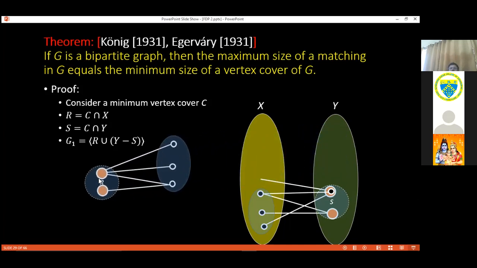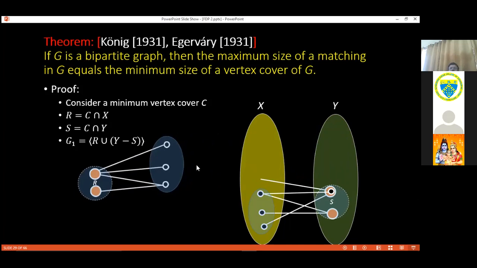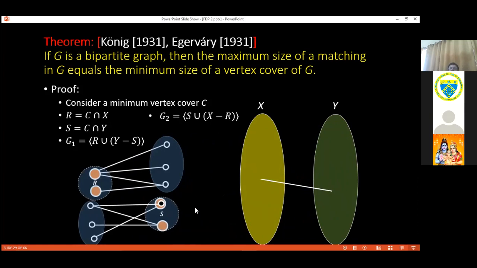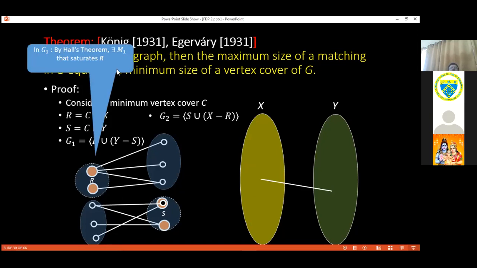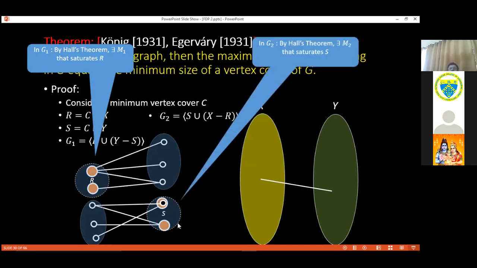That means the graph induced by all these vertices. Let us take now another graph G2 induced by these two. There may be some other vertex left. Then, how many edges are required to cover this? By Hall's theorem, there is a matching M1 which saturates R. Hall's theorem holds for this, because if you take two elements, here you are getting more elements. If you take one element, definitely you are getting more than one element here. Again, there is a matching which saturates S.